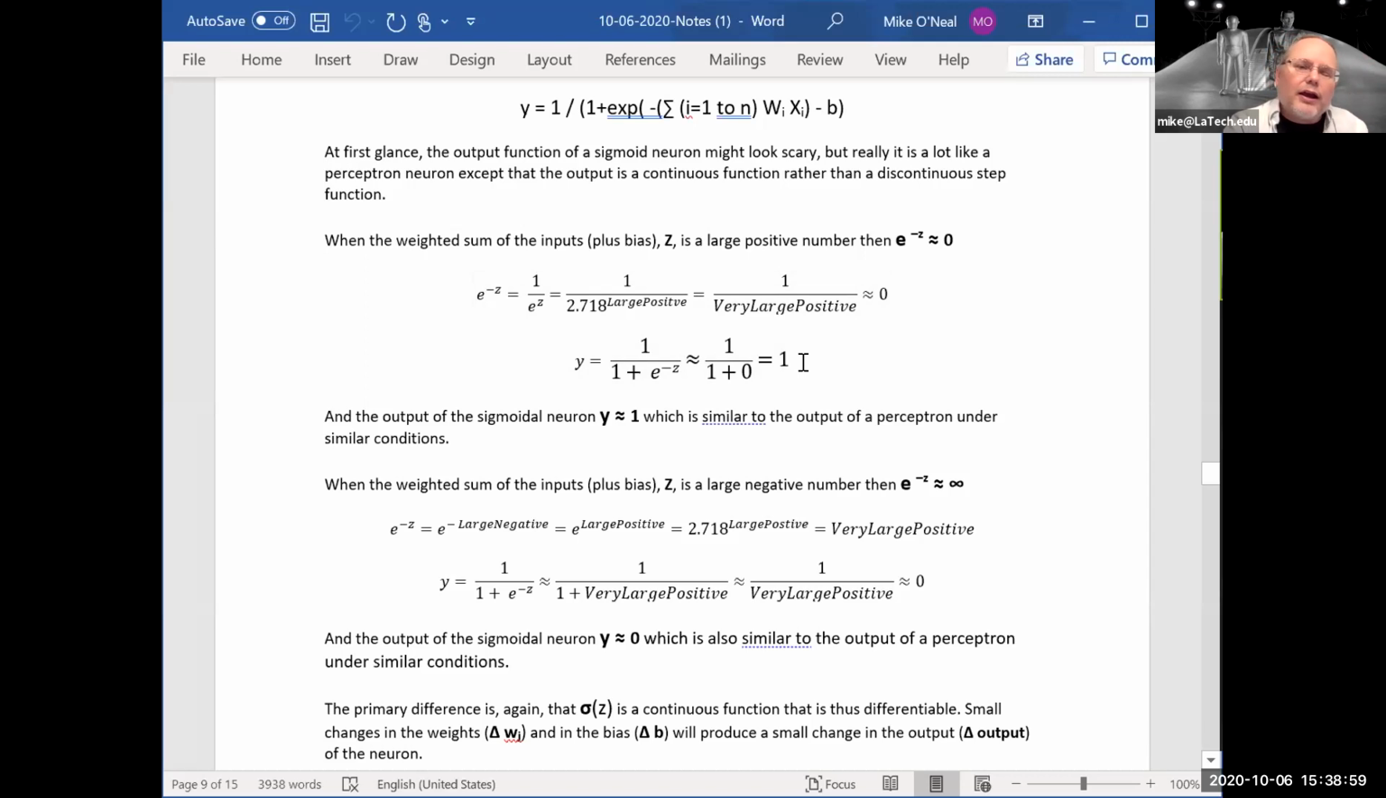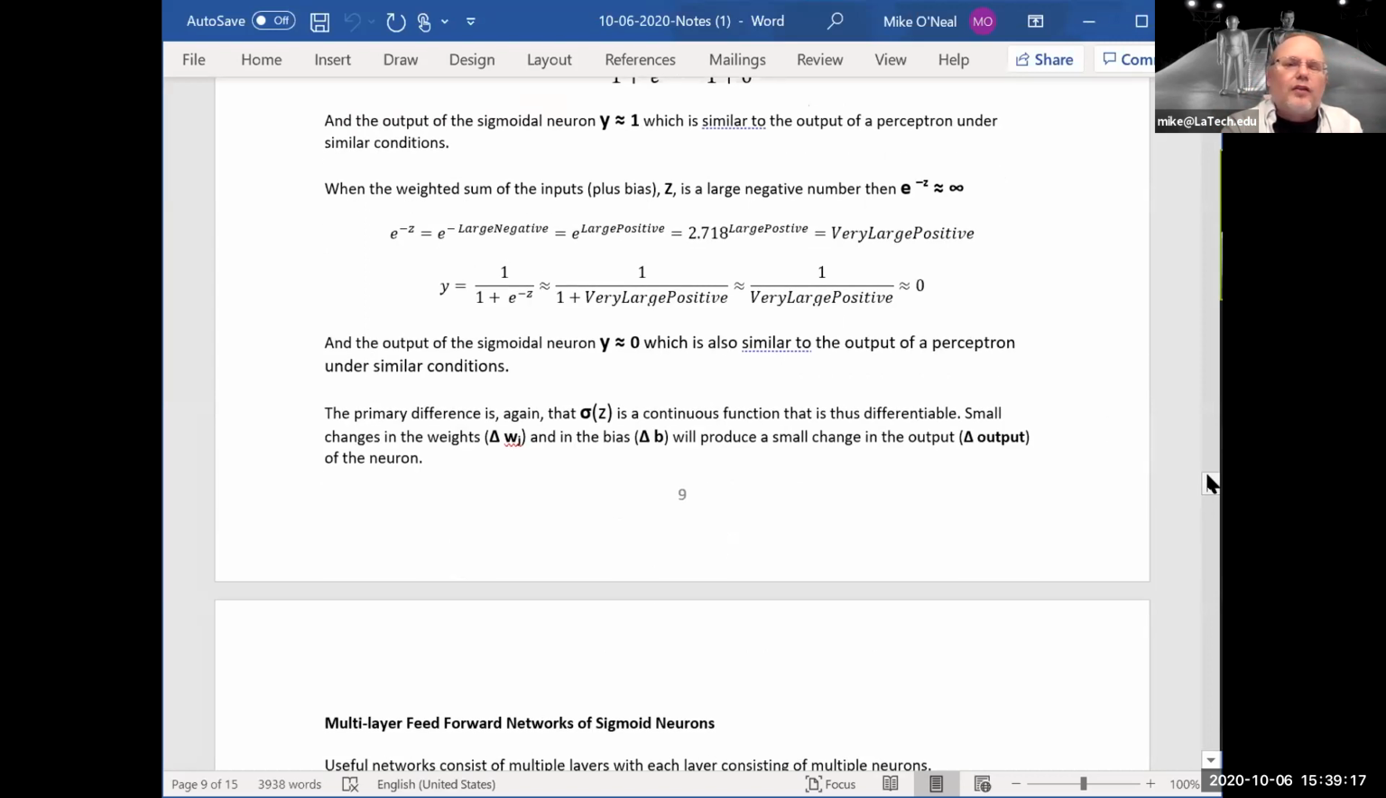Let's look at, on the other hand, if z is a large negative number, so now we're far below our threshold of 0. So z is a large negative number. Well, in this case, e to the minus z is e to the minus a large negative number. Minus a large negative number is going to be a large positive number. Negative, negative cancels, right? So now we have e to a large positive number.